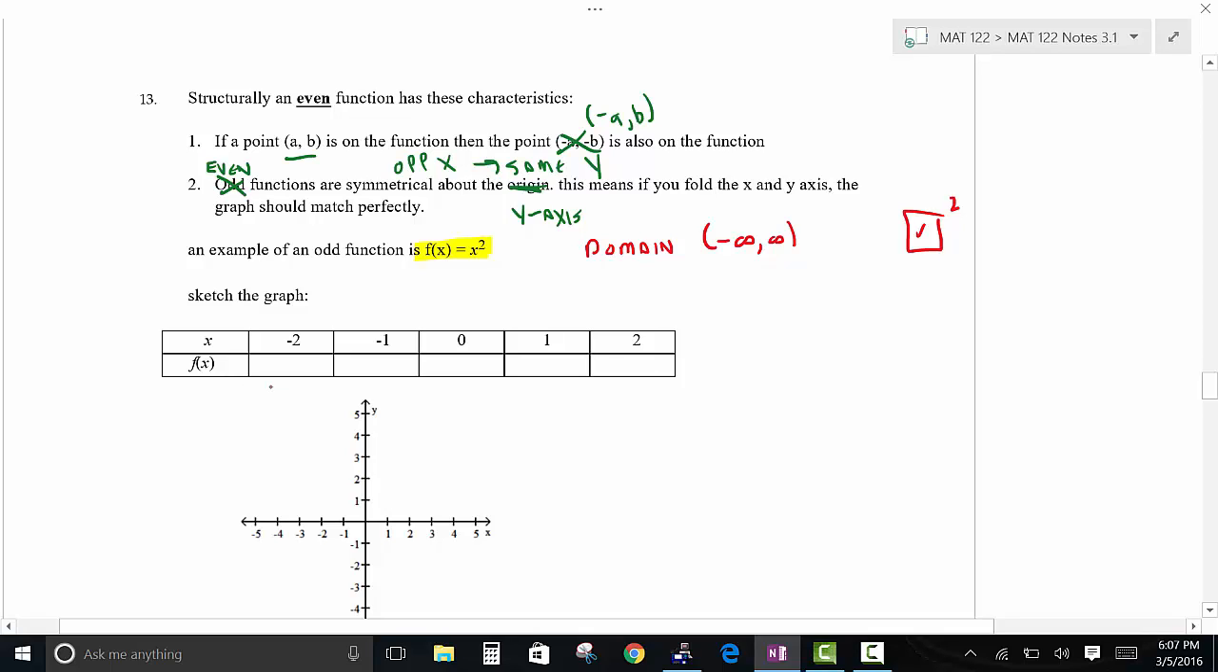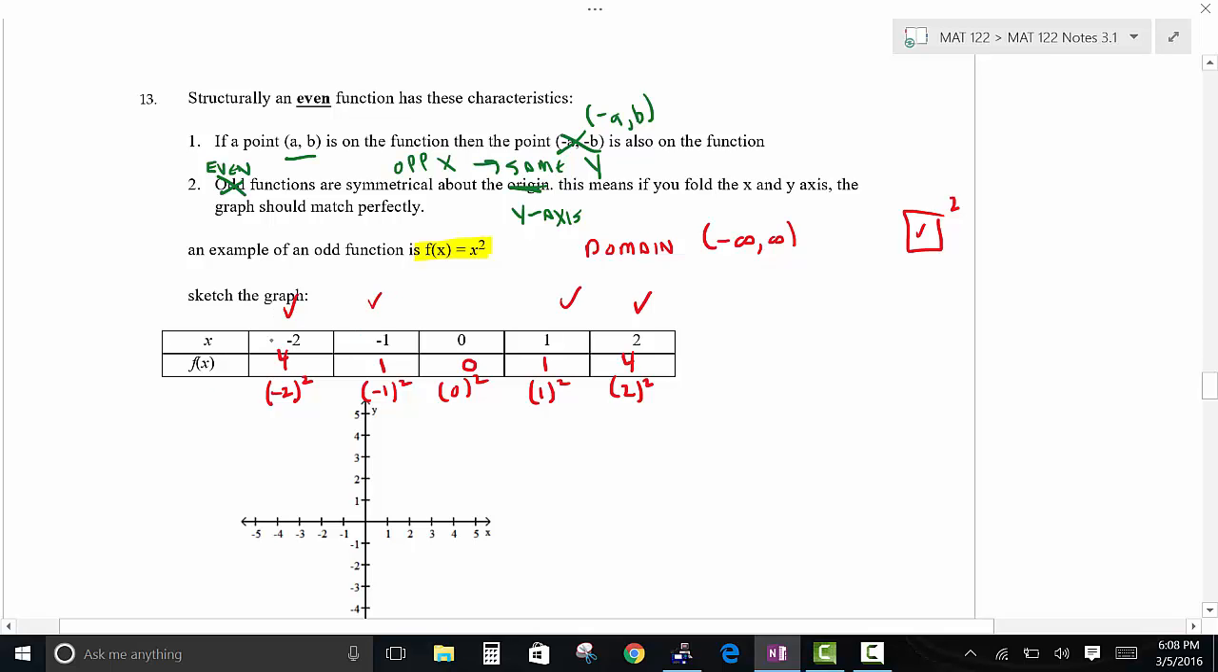Okay, so now what I'm going to do is just square each of these numbers. So I got negative 2 squared, negative 1 squared, 0 squared, 1 squared, and 2 squared. And then if I work out the details, that's 4, 1, 0, 1, 4. So notice on this, when you had an opposite x, what did you have? You have the same y value. Opposite x, same y value.